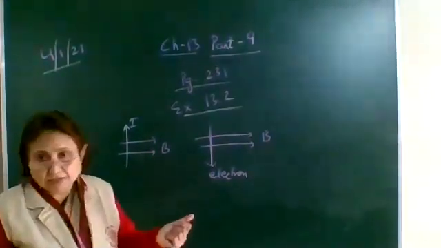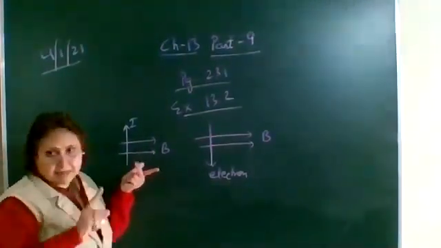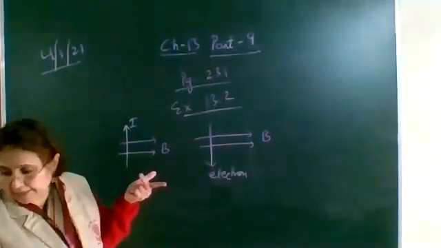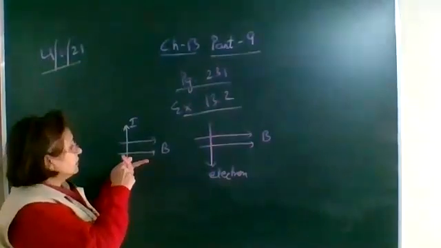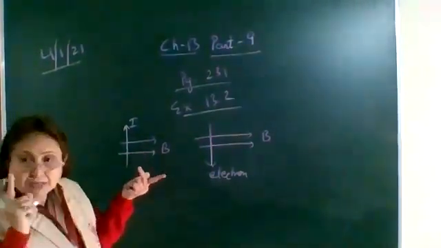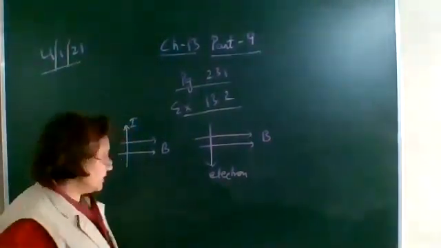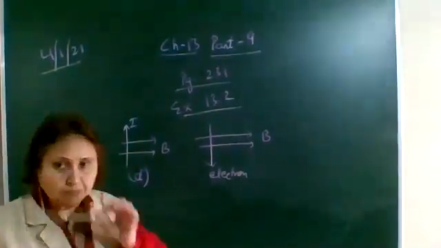Now let's read the options. To the right, no, to the right is the magnetic field. It is not correct. To the left, no, it is not correct. Out of the page, no, it's not out of the page. The thumb is going perpendicular inwards into the page. So which option is correct? The D option is correct, which is into the page or into the plane of the board.